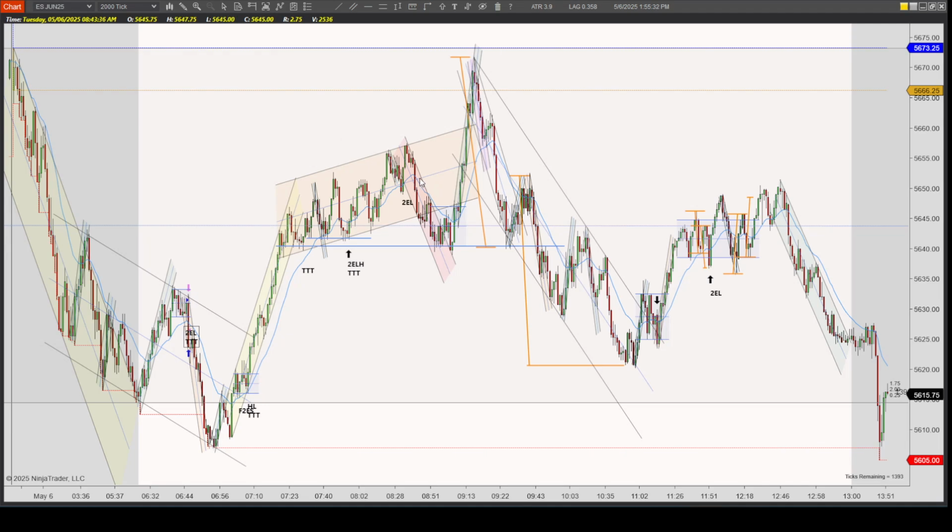May 6, 2025. This is the S&P 500 E-mini futures on a 2000 tick chart using NinjaTrader 8. This was what the chart looked like today. It was very choppy. It started off pretty much low volume for most of the day.